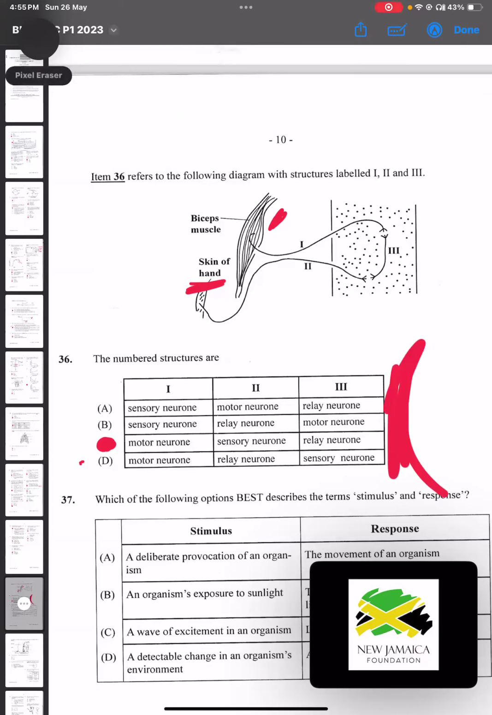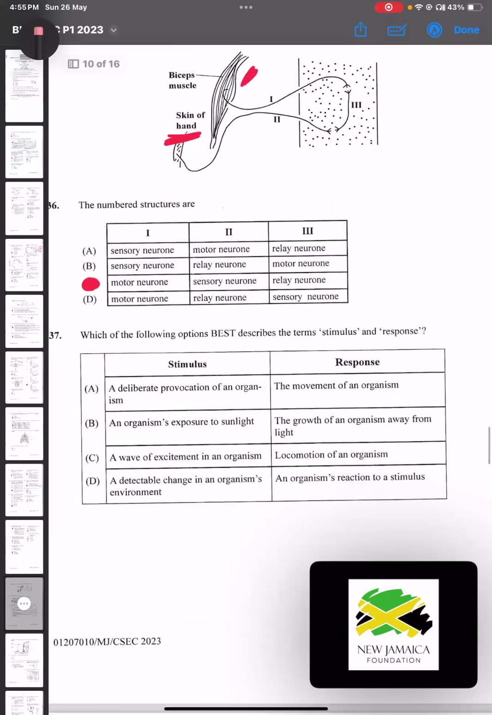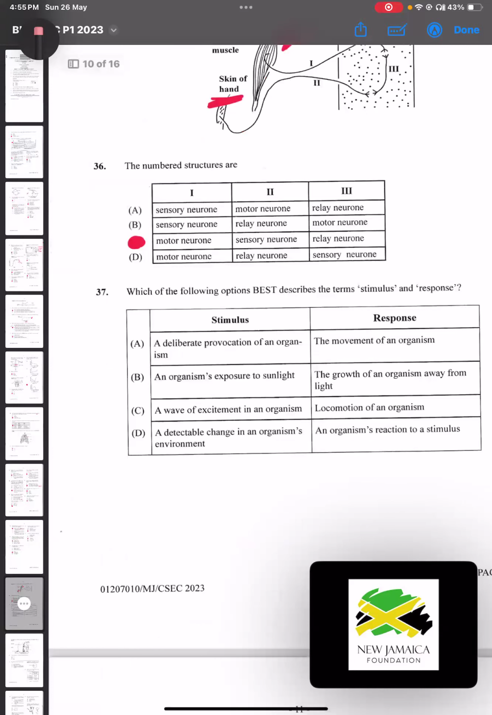So if you have enough time, at the end of it, when you have maybe 10 minutes or so, try to go back through the paper and read over the questions and make sure that you did not choose any wrong answers, or an answer that, when you look at it, you say, wait, that doesn't make any sense. All right, then, so number 37, what best describes stimulus and response?